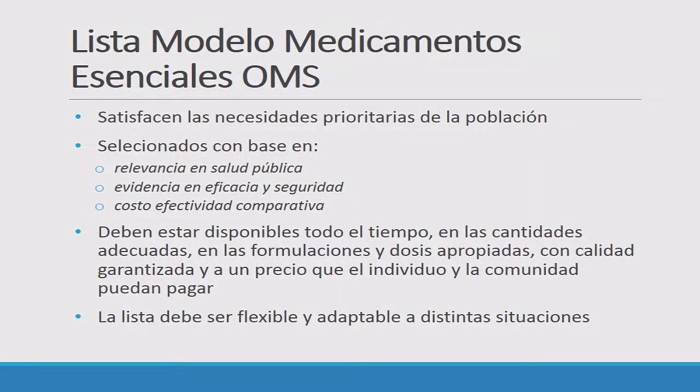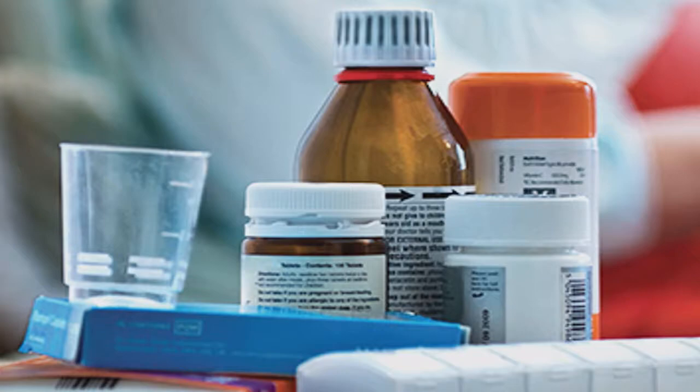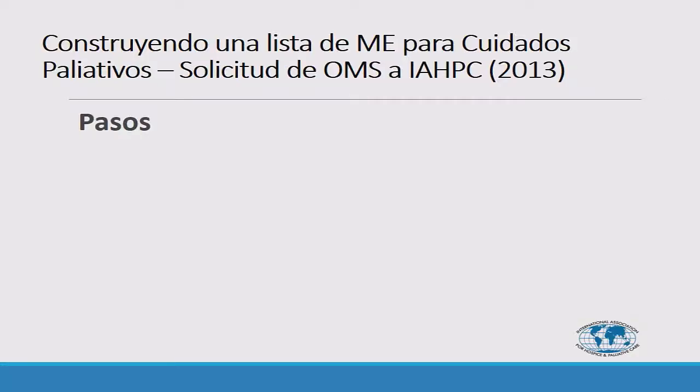The list should be flexible and adaptable to different situations. Each country must adopt their own list according to their epidemiological needs, but also according to their resources and the distribution. It has to be in all formulations and doses.